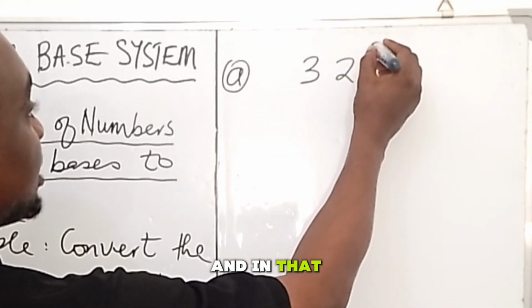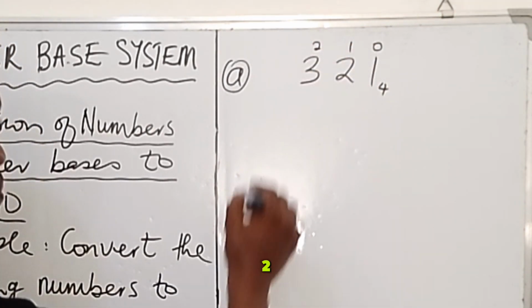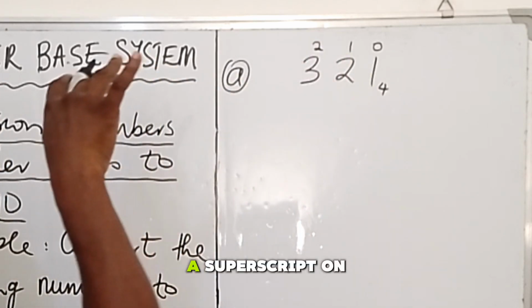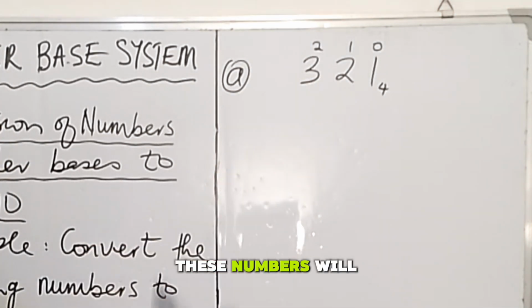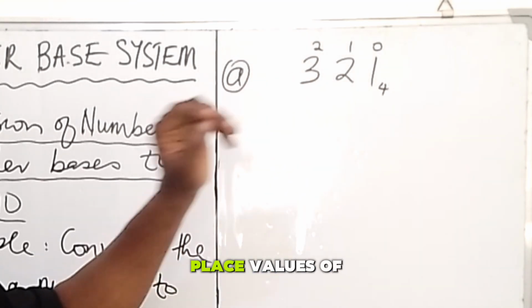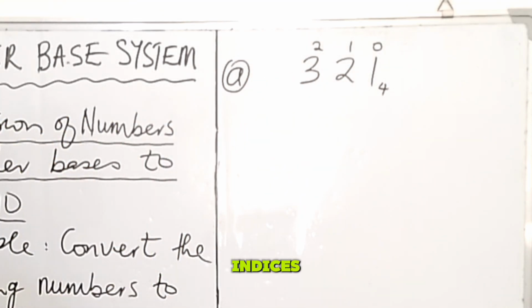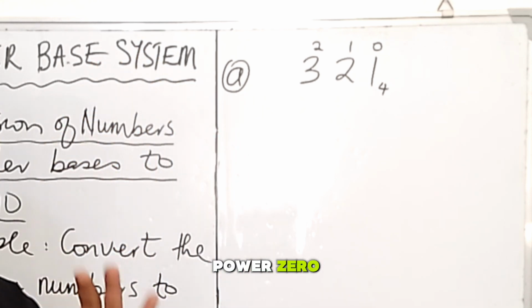And in that light, we're going to write a 0, a 1, and a 2 as superscripts on top of each of the numbers. These numbers will find their use very soon. I will explain. Now, going for our place values of numbers, in our indices, if you have any number to power 0, what is that?